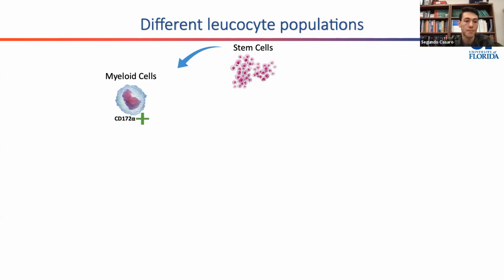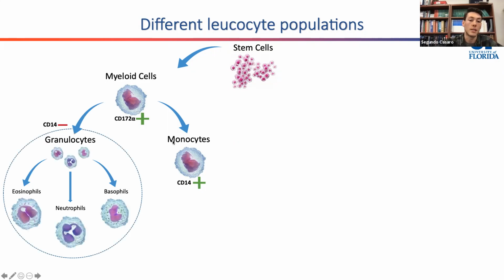So there you go. We use CD172 alpha to recognize these myeloid cells. And within these myeloid cells, we use CD14 to gate monocytes. And because we didn't have a marker to differentiate the eosinophils, neutrophils, and basophils, we considered that the cells that were CD14 negative within these CD172 alpha positive cells were the granulocytes.